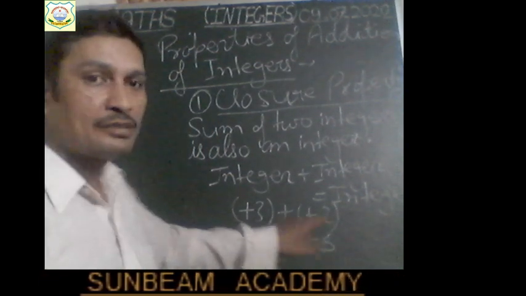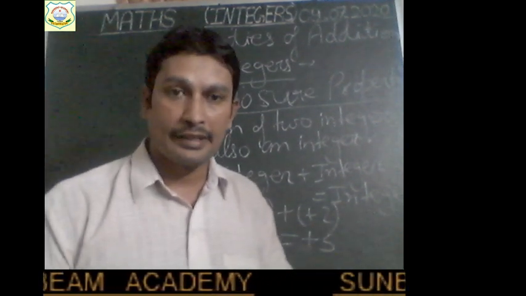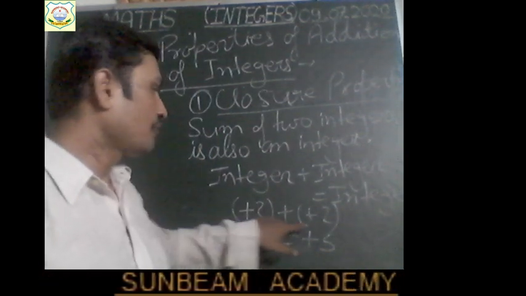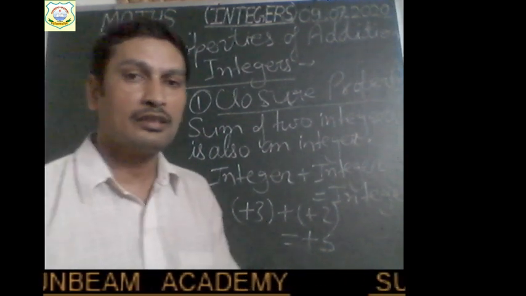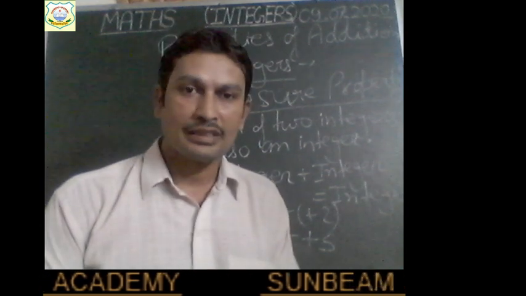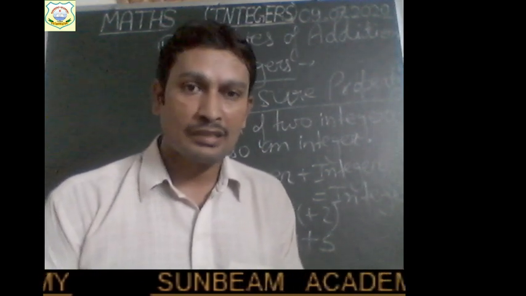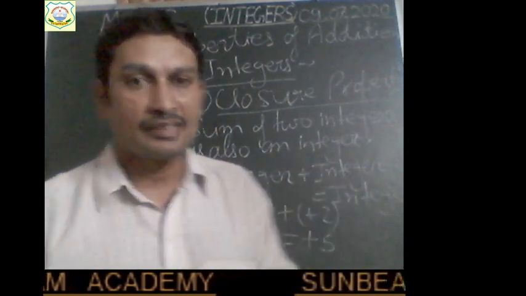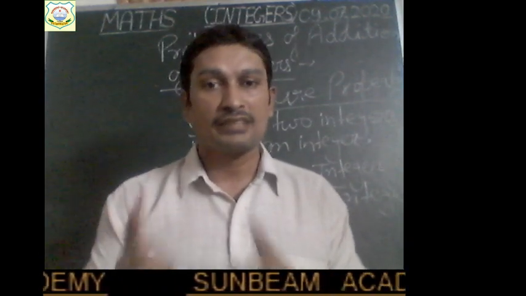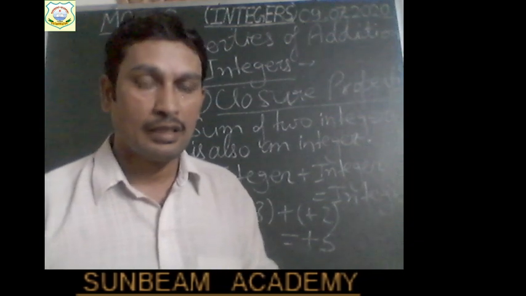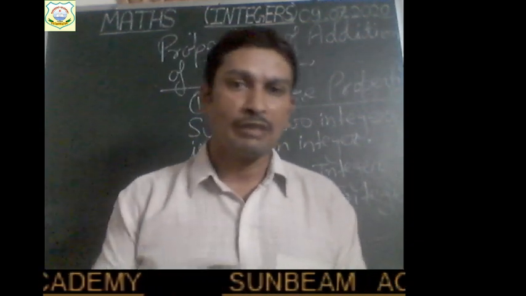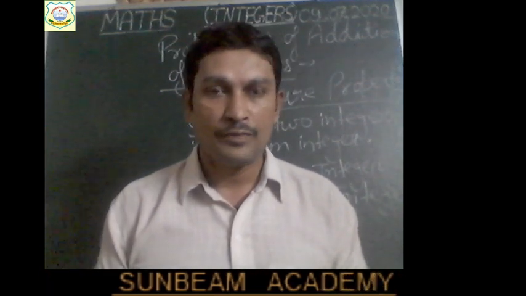Both are having the same sign, so we will add. Right, children? So add them, and because we are adding positive integers, the result will be positive only. If we are adding negative integers, then the result will be negative only. So if signs are the same, then we will add, but the sign will depend on the integers. For positive integers, we will put a positive sign. For negative integers, we will put a negative sign.